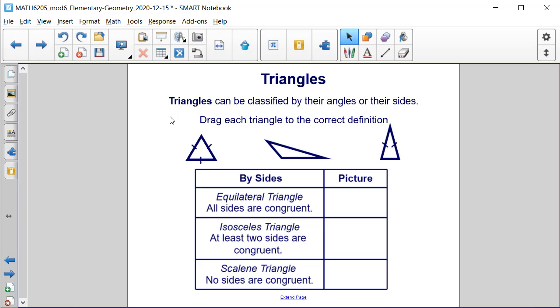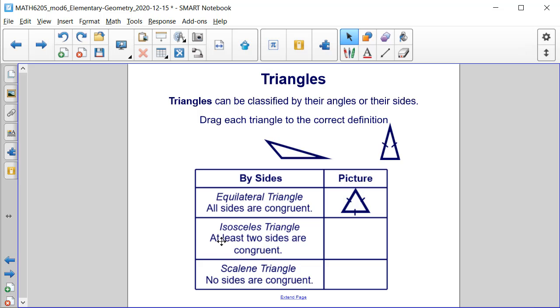Triangles can be classified by their angles or their sides. Let's try to drag each triangle to the correct definition. An equilateral triangle is a triangle that has all of the sides being congruent or equal. And if you look at it, the beginning of the word almost looks like the word equal, except there's an I there instead of an A. And then again, lateral means sides. So the one that has all of the sides congruent is this one.